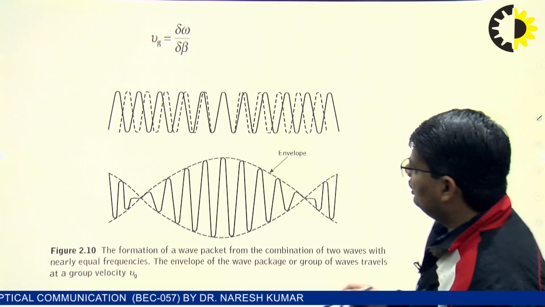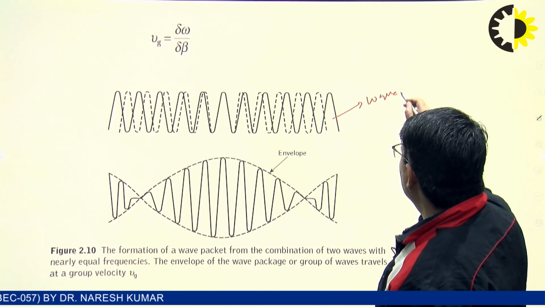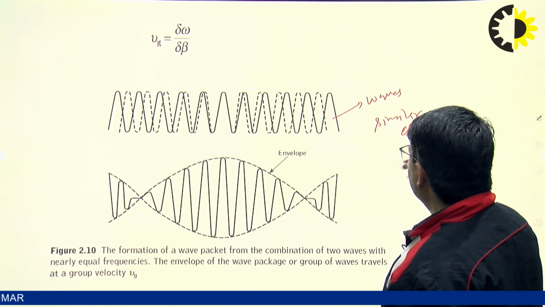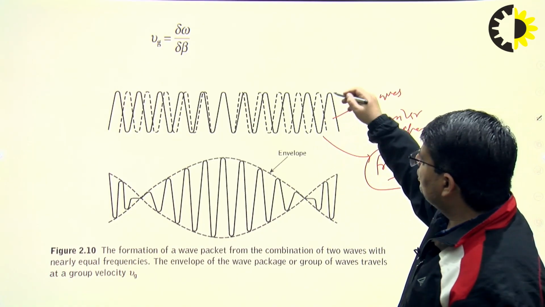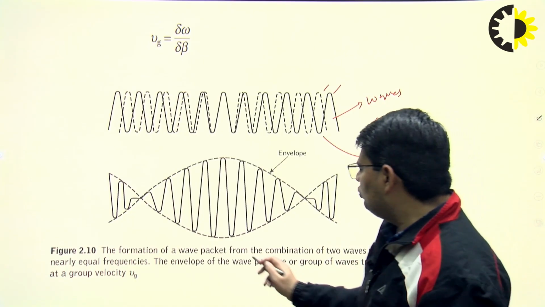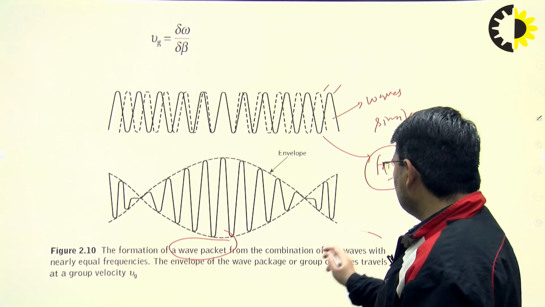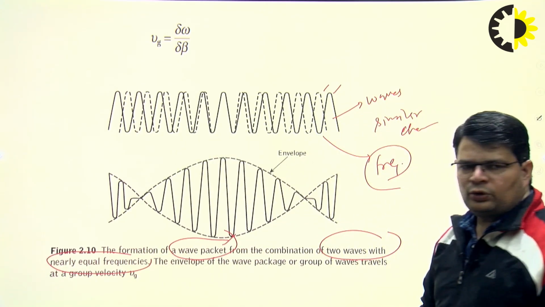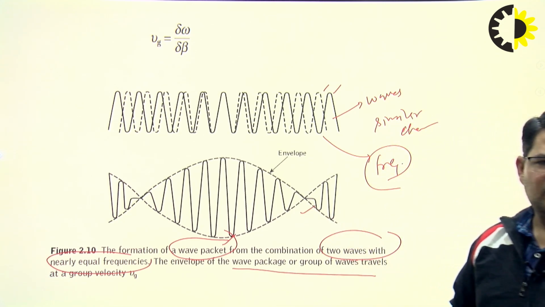And as discussed, in practical situations, let's say in this case we have two waves which have similar characteristics. For example, here the frequency is almost similar for the two waves. So these two waves are combined together to form a wave packet, and they make an envelope. There are two waves which have nearly equal frequencies. Together they form a packet or envelope, and this envelope travels together with a velocity known as the group velocity.